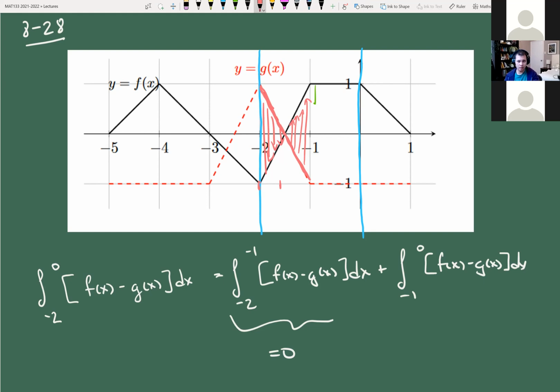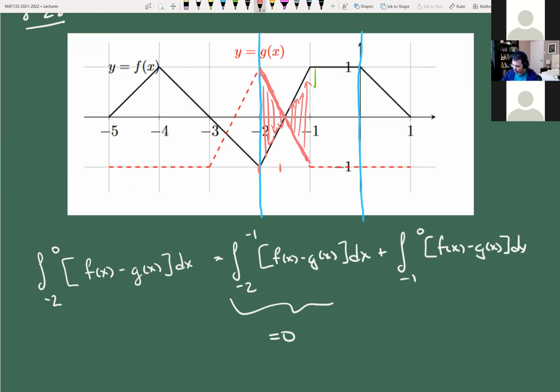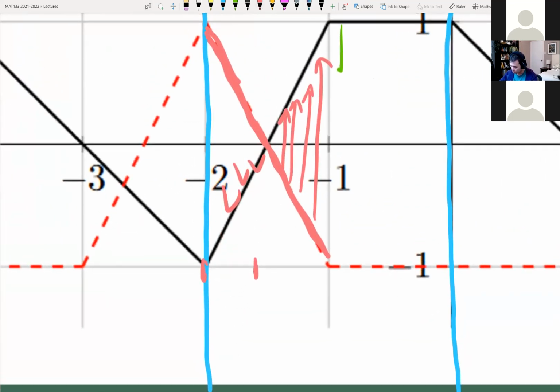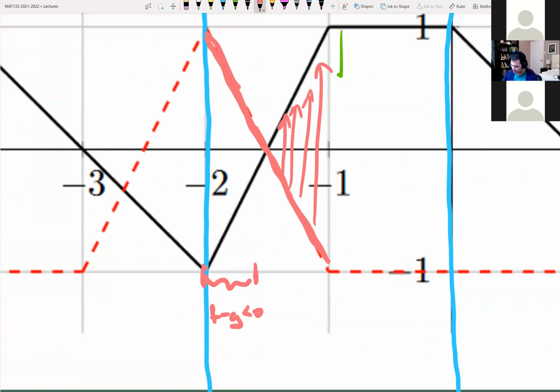Okay, so does that help? Do you see why one is the negative of the other? The red function is g and the black function is f. So f minus g, maybe if I zoom in a little bit more. On this interval, if we look at f minus g, that's going to be less than 0, because the black function is beneath the red function. So f minus g is less than 0. On this interval, f minus g is greater than 0.